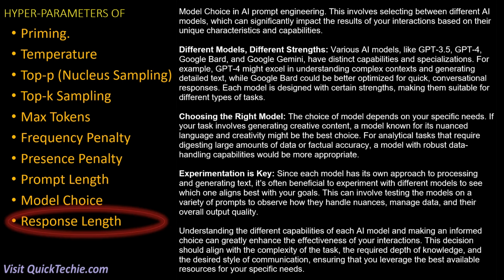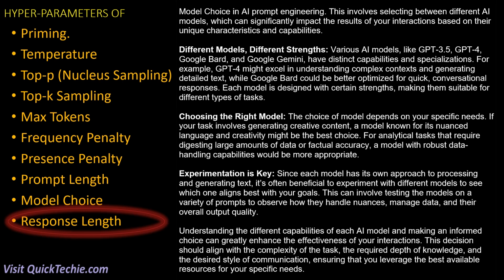Let's talk about the response length setting in AI prompt engineering. This hyperparameter plays a crucial role in determining how lengthy the AI-generated responses will be. Response length explained. Controlling output size. The response length setting allows you to specify how long the generated responses should be. This can be crucial depending on the context in which you're using the AI. For instance, if you need concise answers, you would set a shorter response length. Conversely, for detailed explanations or creative stories, a longer response length would be more appropriate.